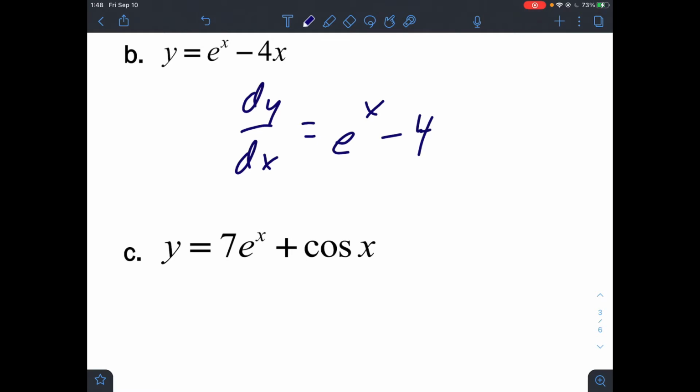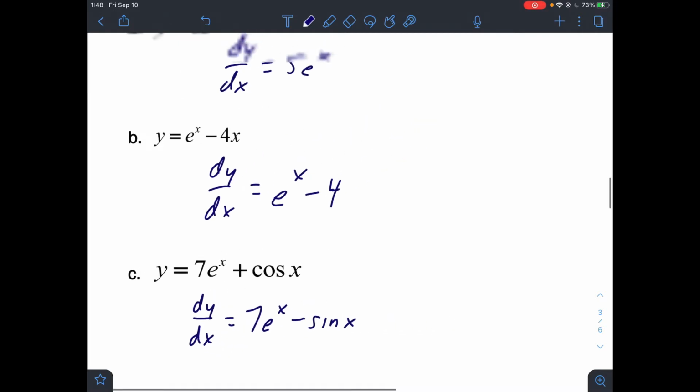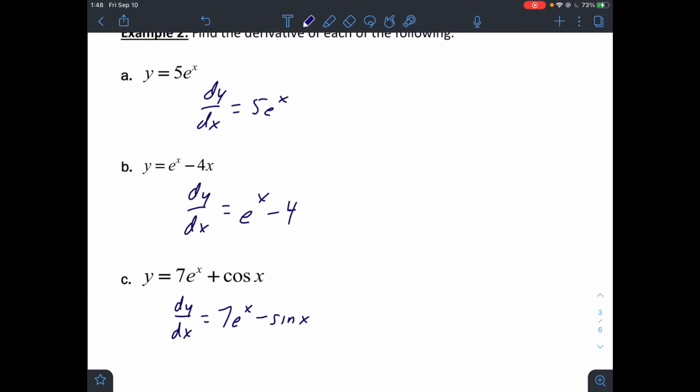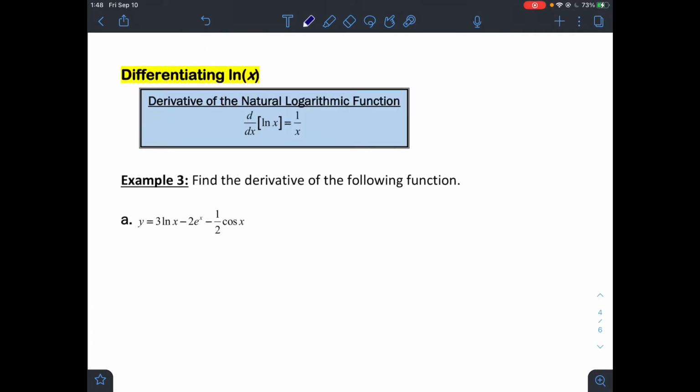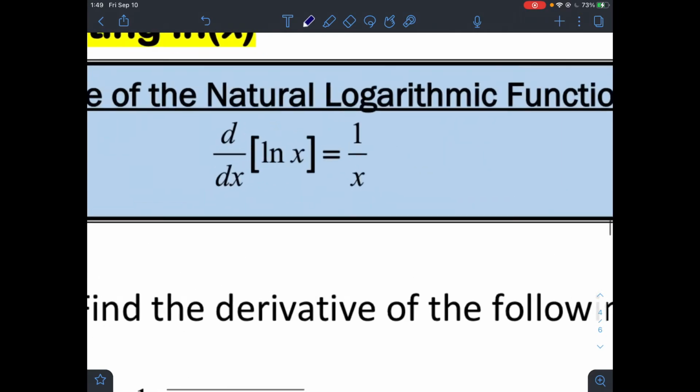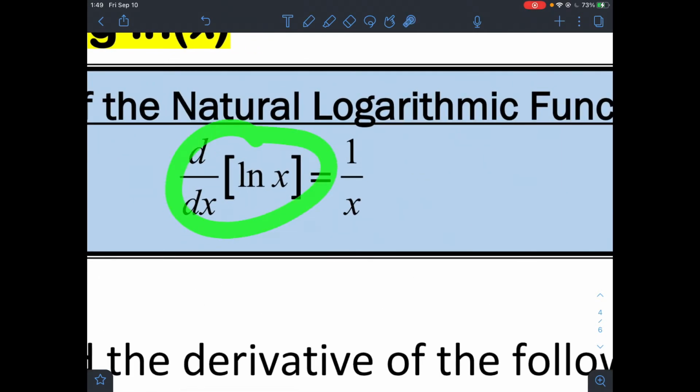And then for c, we're using a couple things we're learning today. So the derivative would be 7e to the x, and the derivative of cosine would be negative sine. So 7e to the x minus sine x would be our derivative of that function. Next, we have the derivative of the natural log of x. This one actually does come up quite a bit in our endeavors here. The derivative of the natural log of x is equal to 1 over x.